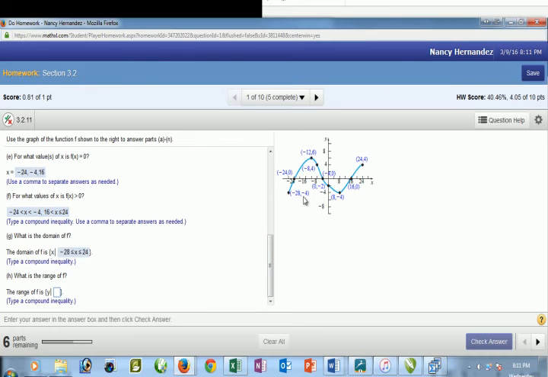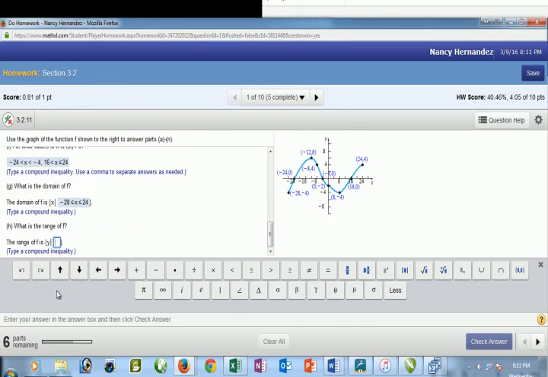The range is, how low does it go? Negative 4. How high does it go? 6. I say range, you say y.